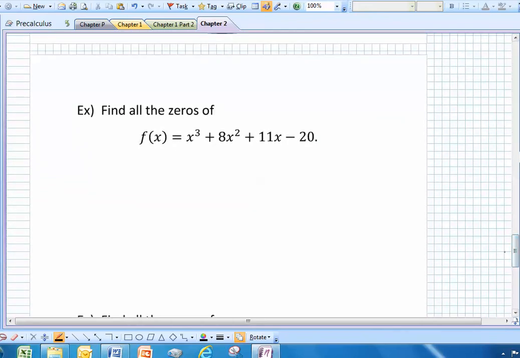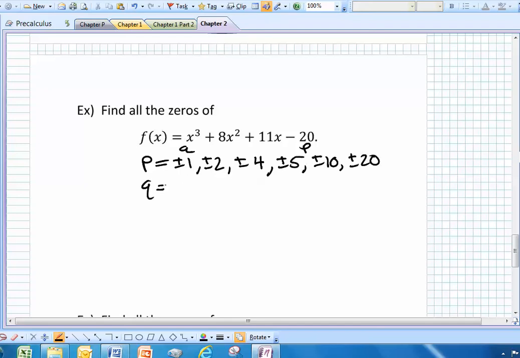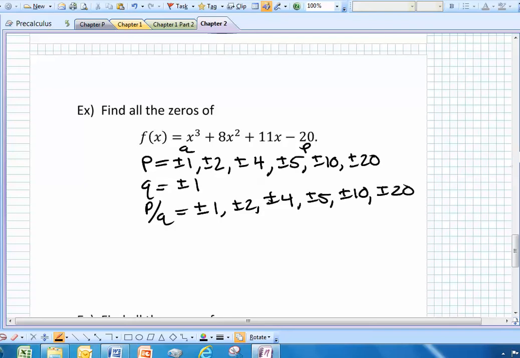So let's try again. Find the zeros here of the function. So P is 20, Q is 1, so the factors of 20 are plus or minus 1, 2, 4, 5, 10, and 20. Factors of Q are 1. So that means P over Q is just going to give you plus or minus 1, 2, 4, 5, 10, and 20. So then I do the synthetic division.